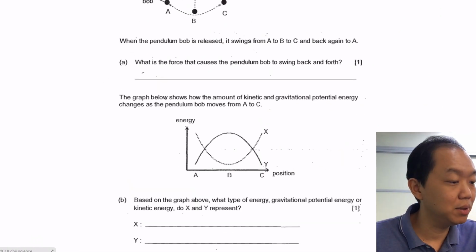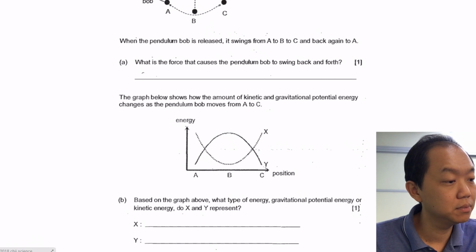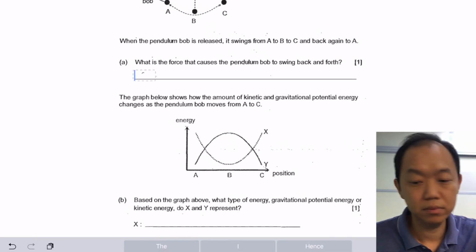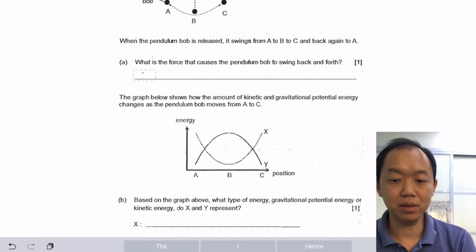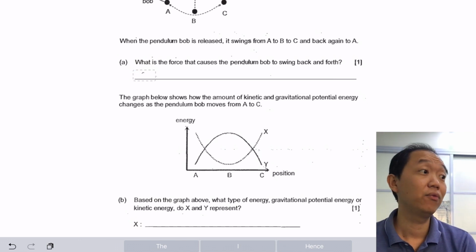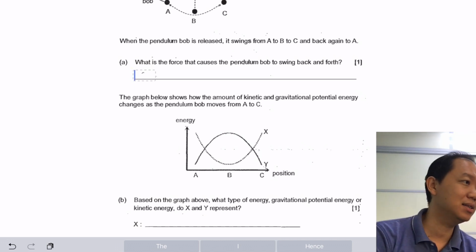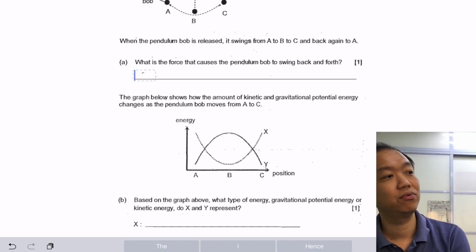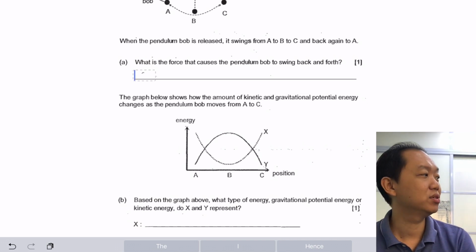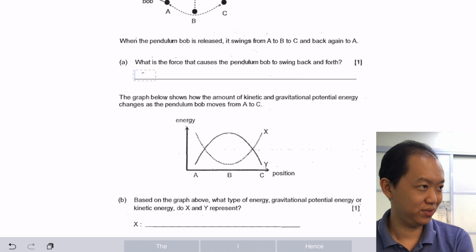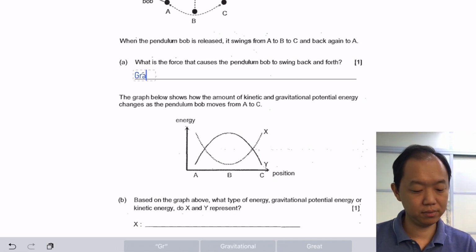So when the pendulum... Okay, what is the force that caused the pendulum bob to swing back and forth? Back and forth. Why does it swing back and forth? What force? Gravitational force, very good.